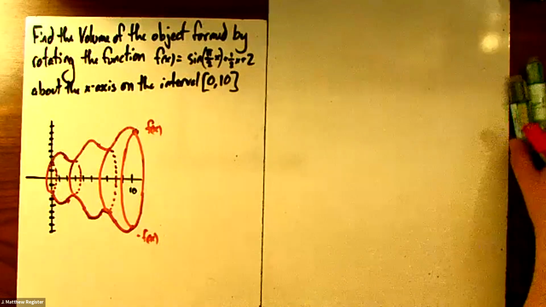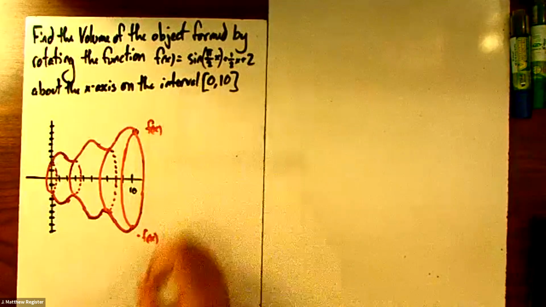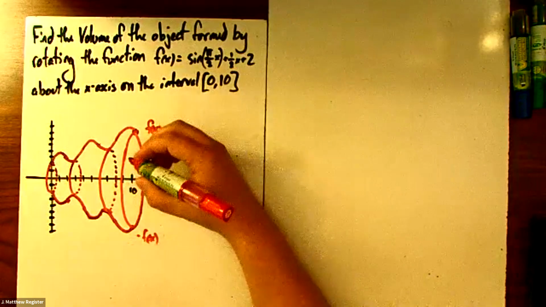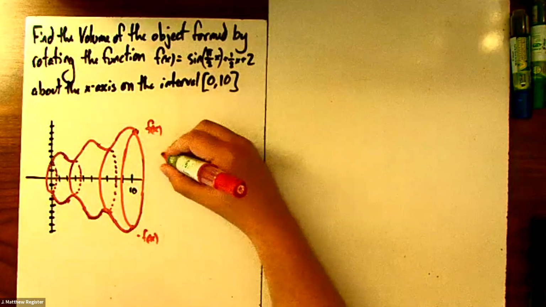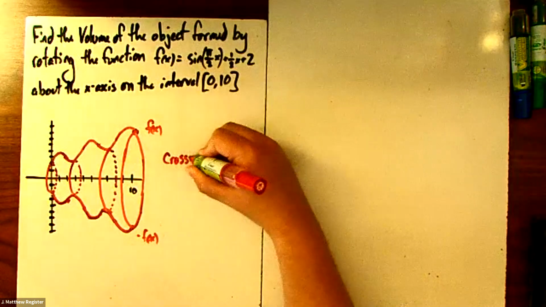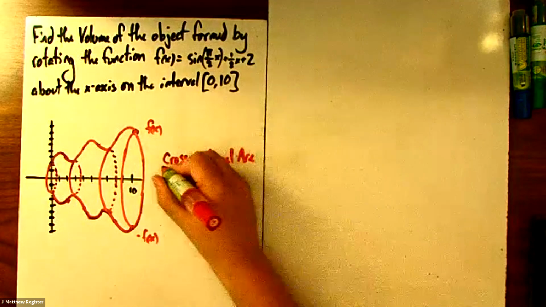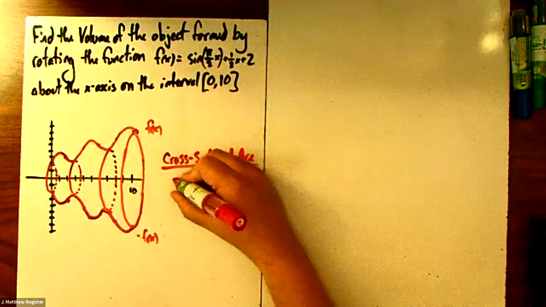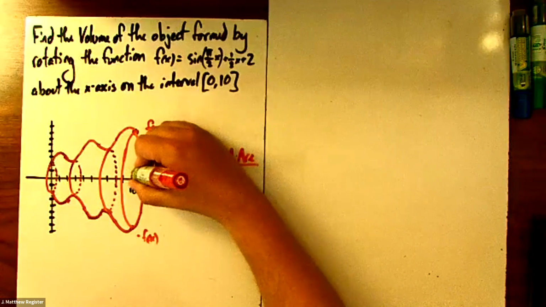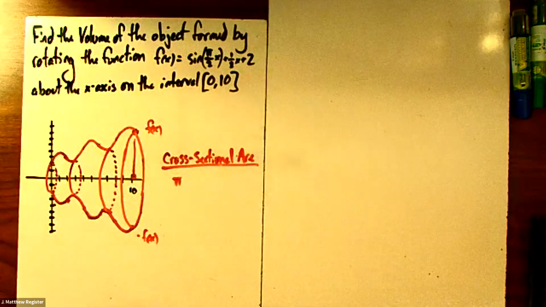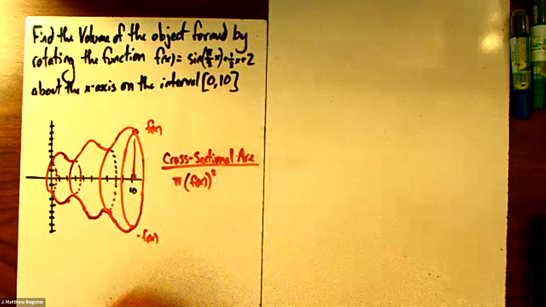Now, the computations aren't too terrible because really all we have to do is figure out what the cross-sectional area is and then integrate that. We can find the cross-sectional area because we know that the area, so let's say cross-sectional area, is always going to be given by pi times r squared. But our radius in this case is just going to be the height of the function. So that's where it's pi times f of x squared.